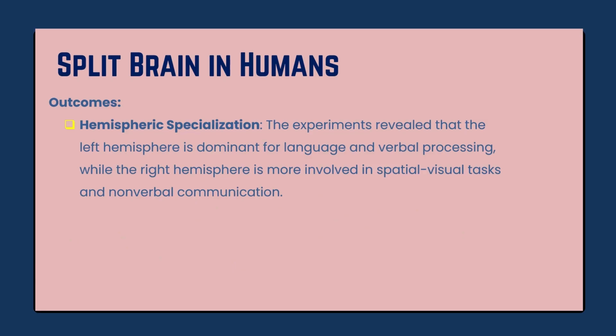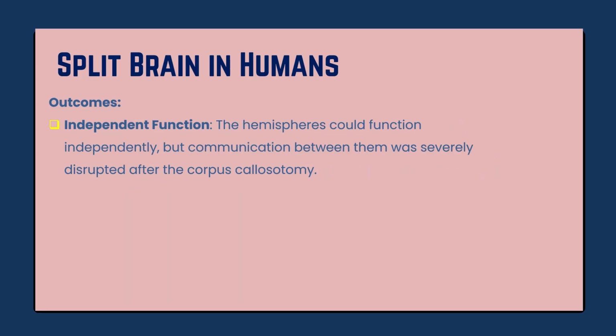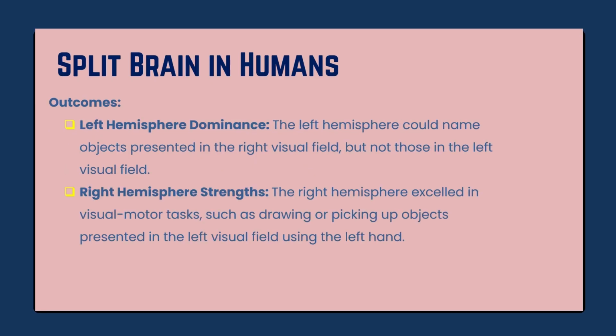Now let's see what the outcomes of the experiments conducted by Sperry were. First one, hemispheric lateralization. These experiments revealed that the left hemisphere is dominant for language and verbal processing, while the right hemisphere is more involved in spatio-visual tasks and non-verbal communication. Okay. Then independent function. The hemispheres could function independently, but communication between them was severed or disrupted after corpus callosotomy, or severing of the corpus callosum.